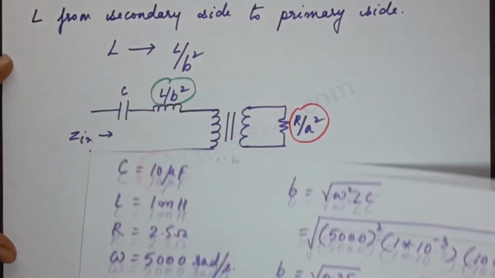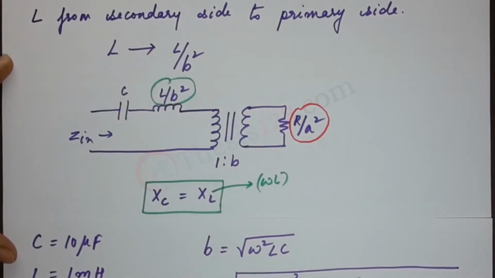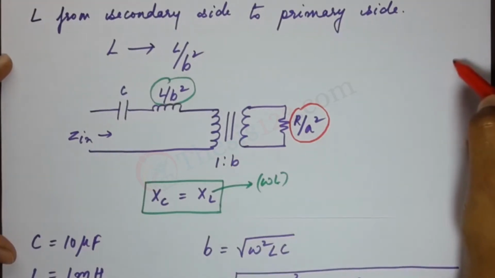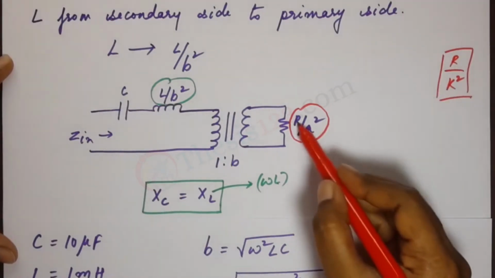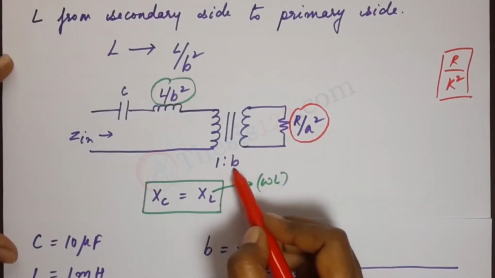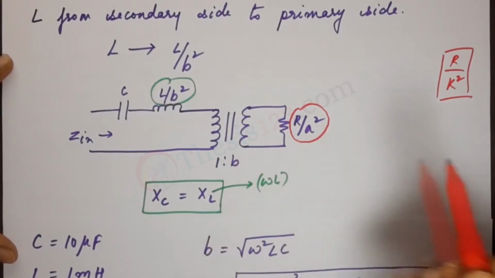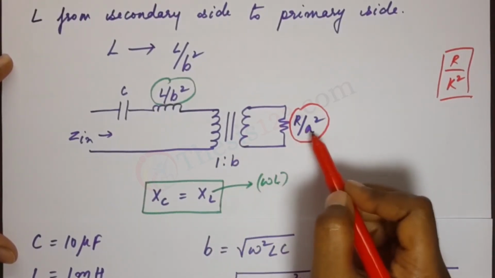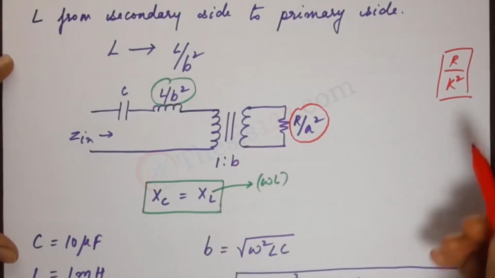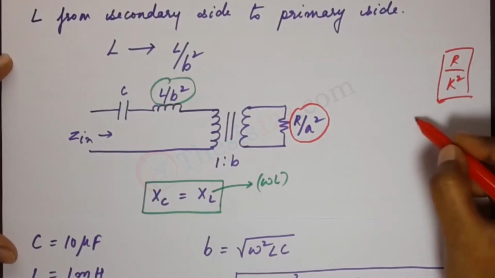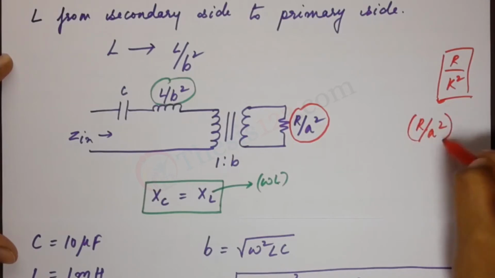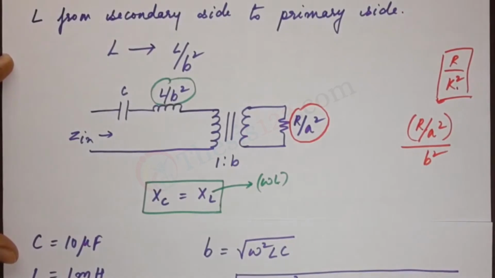Look at the figure. Now you know the ratio quite well. The ratio is supposed to be R divided by K square. Now here we have R by A square. The ratio is 1:B. So what does that give us? That gives us R divided by A square B square. Okay? If you need more clarification, I can write it down here. So that's R by A square divided by K square. K square is B square here. That's what we have.